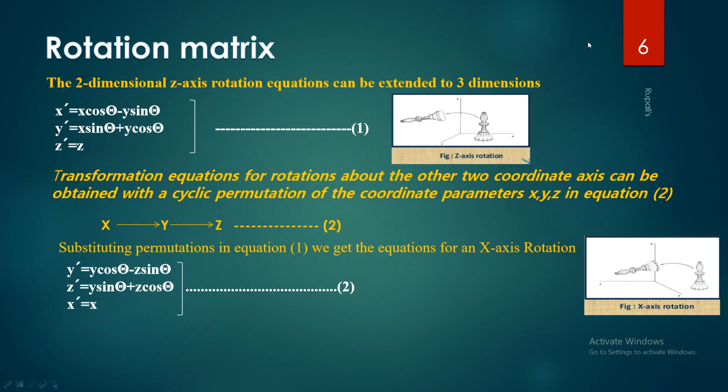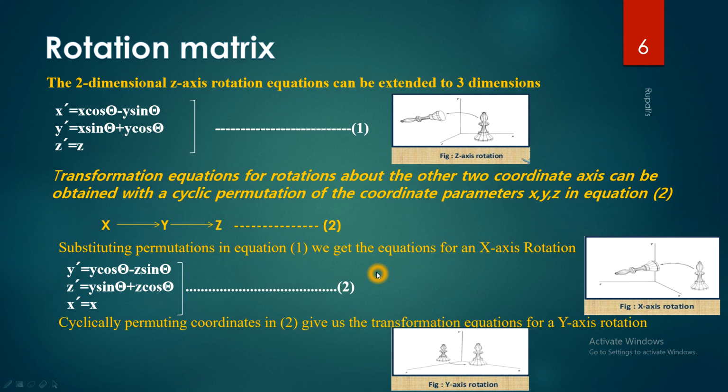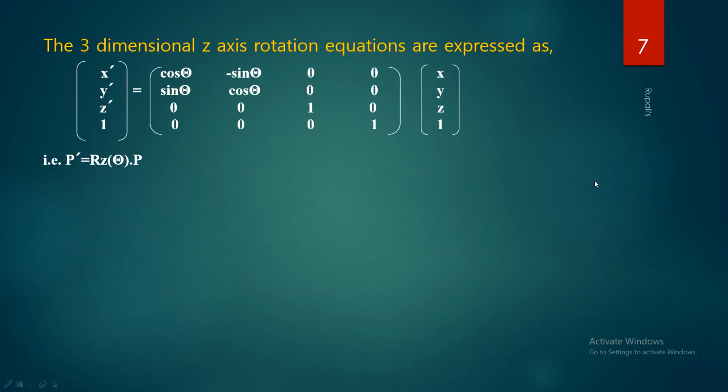Here the x coordinate is the same before and after rotation. For the last set, z dash is obtained by replacing y value by z value, and z value by x value. In this way we get the last set. So here the y coordinate is the same before and after rotation. So we get three sets of rotation matrices.